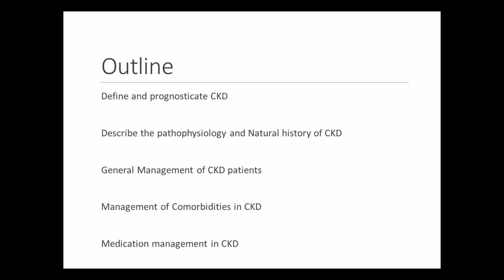This is an outline of my talk for today. I'll start by going through the definition and prognostication of CKD. Then we'll talk a bit about the pathophysiology and natural history of CKD. We'll go through the general management of CKD patients as well as some of the complications that may arise. We'll talk about the management of comorbidities in CKD and some of the implications that CKD has in the management of these issues. And we'll discuss finally the medication management in chronic kidney disease.